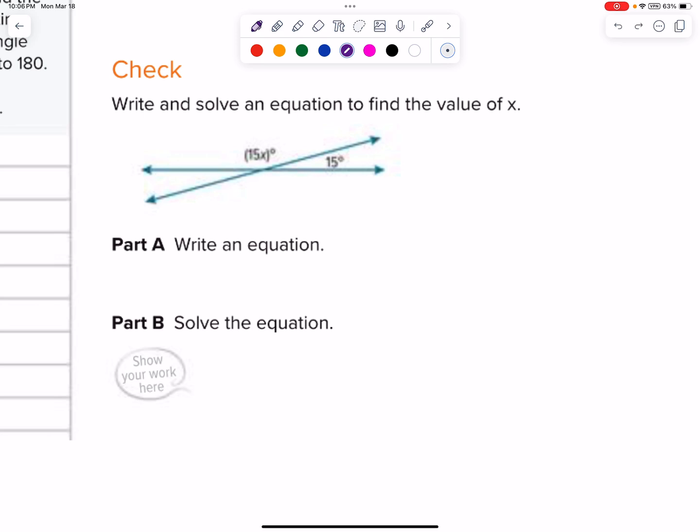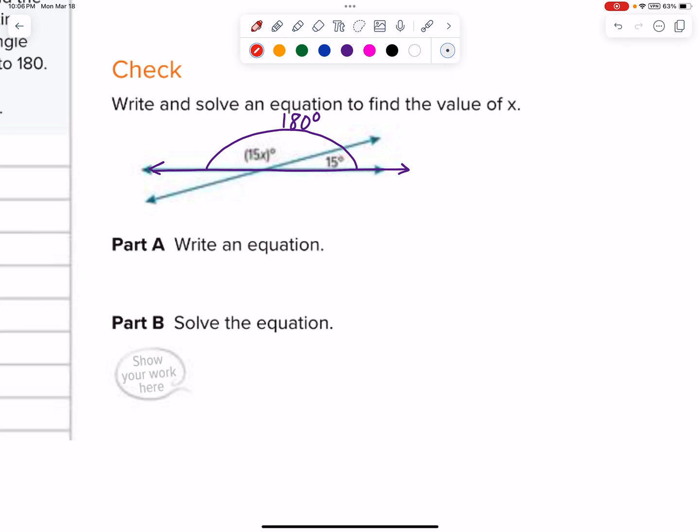Well, I'd want to know, what are these two angles combined? Notice it doesn't tell you anywhere. You have to know, oh, well, these are sitting on a straight line. Well, how many degrees is a straight line? If you remember back, a straight line is 180 degrees. So now go ahead and write your equation and solve it. Okay, pause, try it out on your own, and then let's see how you did.